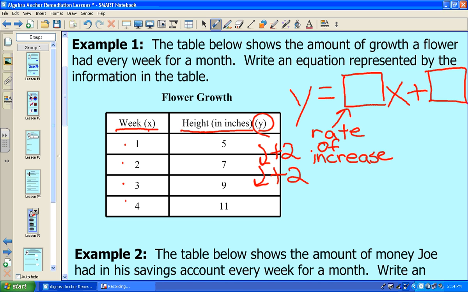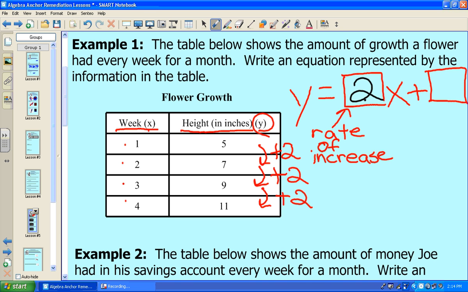7 plus 2 is 9. From week 3 to 4, it's still increasing by 2. So it seems like every week the plant grows 2 more inches. Whatever the rate is, however fast the plant is growing, is the number that you want to put in the box in front of x. That's how fast the plant is growing: 2 inches per week, or 2 times x, 2 times what week number it is.